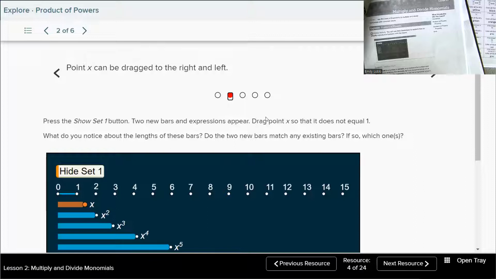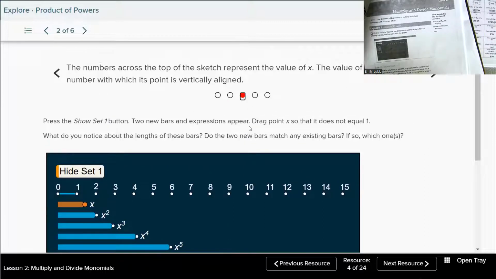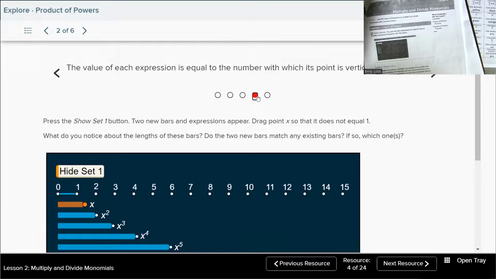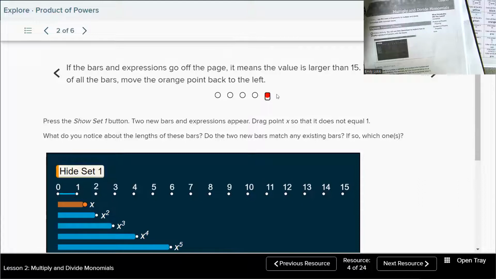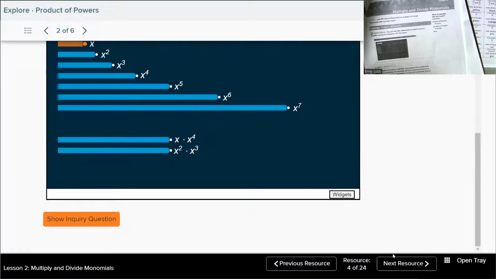All right. Point X can be dragged to the right and left. We got that. The numbers across the top of the sketch represent the value of X. We figured that out. The value of each expression is equal to the number with which its point is vertically aligned. Yep, we got that as well. If the bars and expressions go off the page, it means the value is greater than 15. To see the ends of all bars, move the orange point back to the left. All right, we figured that all out on our own. We didn't need the step by step. Cool.